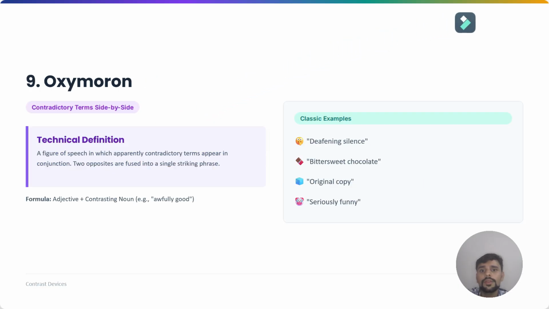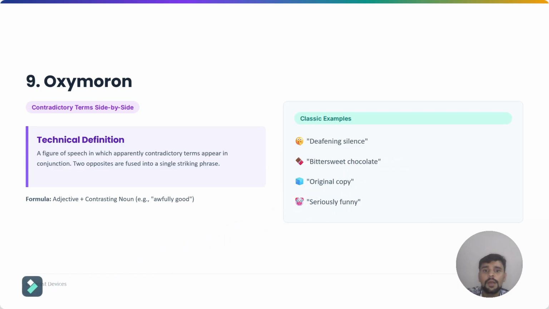Now let's move into contrast and oxymoron. An oxymoron places apparently contradictory terms together. For example, "deafening silence." Silence should be quiet, right? How can silence be deafening? The contradiction creates a powerful expression.